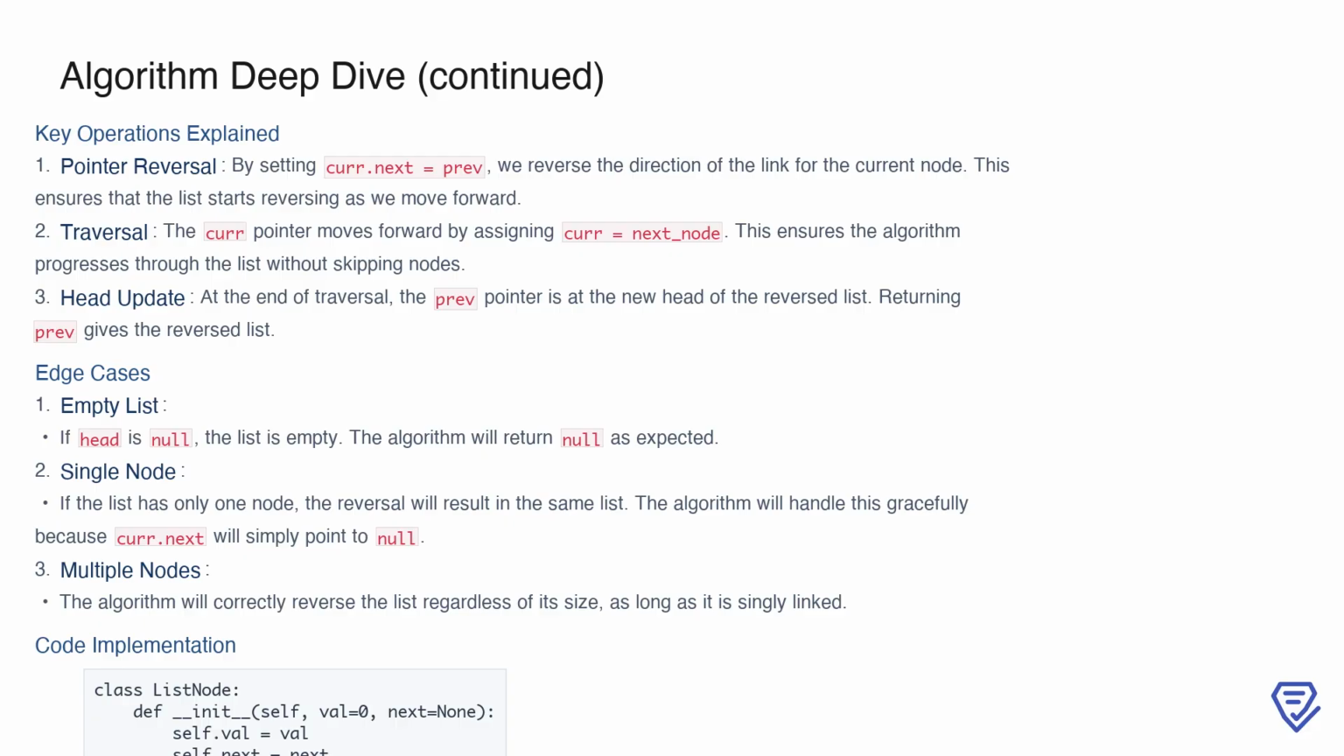Now, let's consider some edge cases. If the list is empty, where head is null, the algorithm will simply return null. For a single node list, reversing it has no effect, and the algorithm handles this naturally. For lists with multiple nodes, the algorithm works seamlessly to reverse the links, regardless of the size of the list. This robustness makes it suitable for a wide range of scenarios.